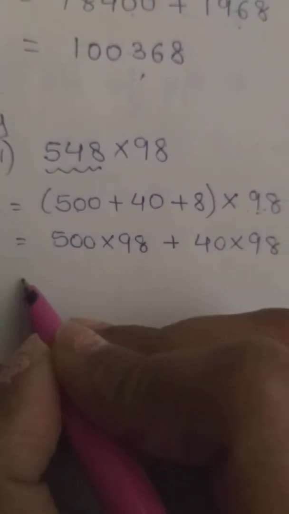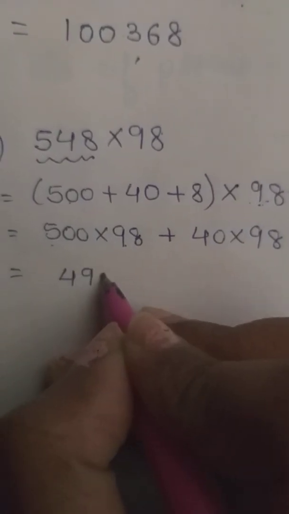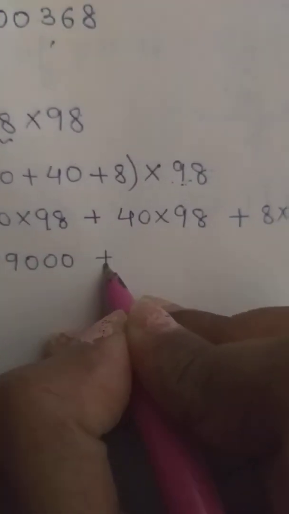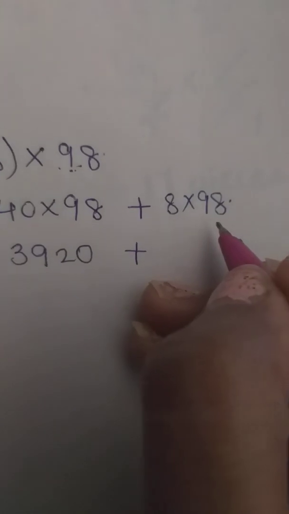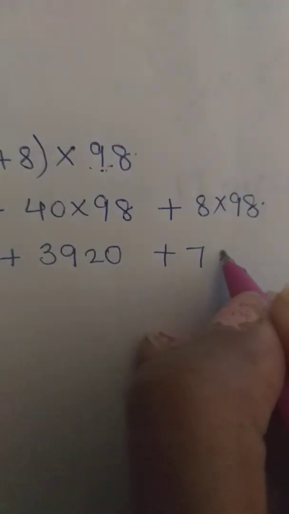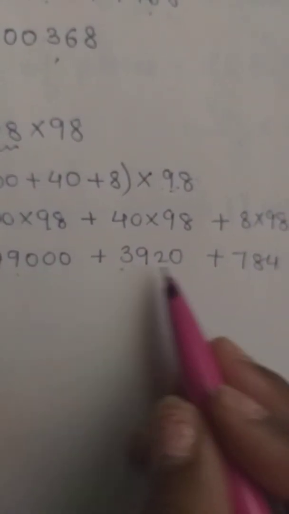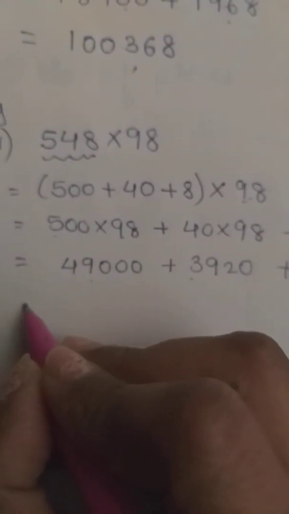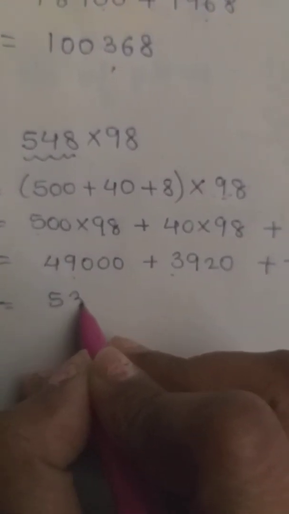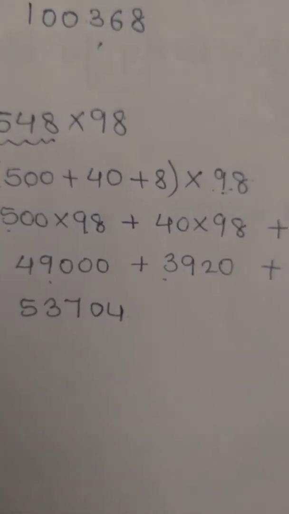Once you multiply, just write down the answer. 500 multiplied by 98, 49,000. 40 multiplied by 98, 3920, plus 8 multiplied by 98, 784. Add all the three numbers at the end. So we'll add: 53,704.